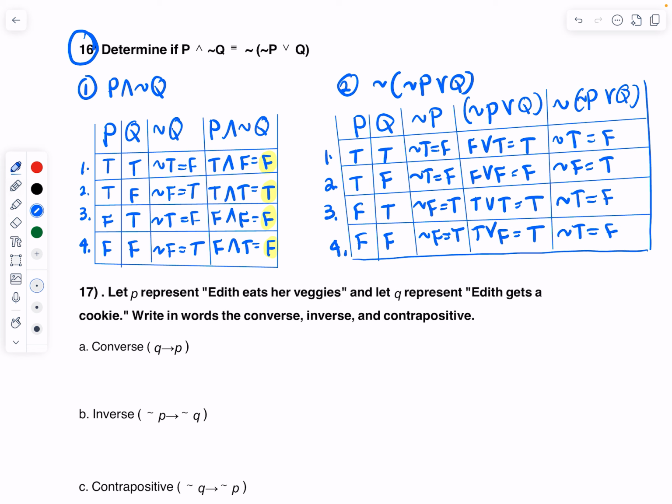So my truth value for this one would be false, true, false, false. And we notice that they are exactly the same and in exactly the same order. So therefore, they are logically equivalent.